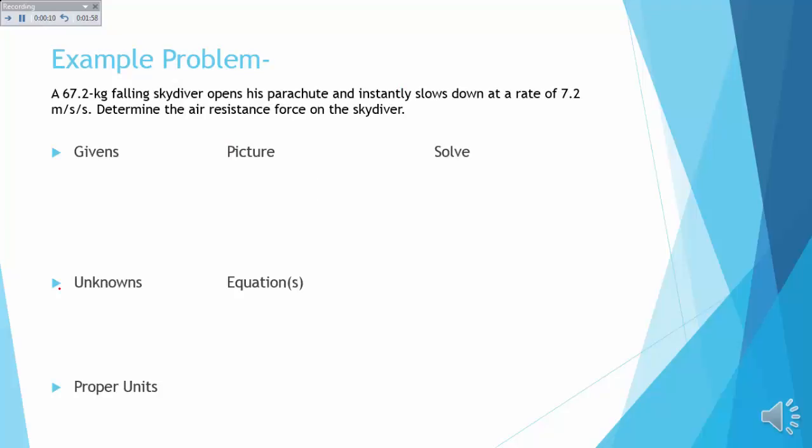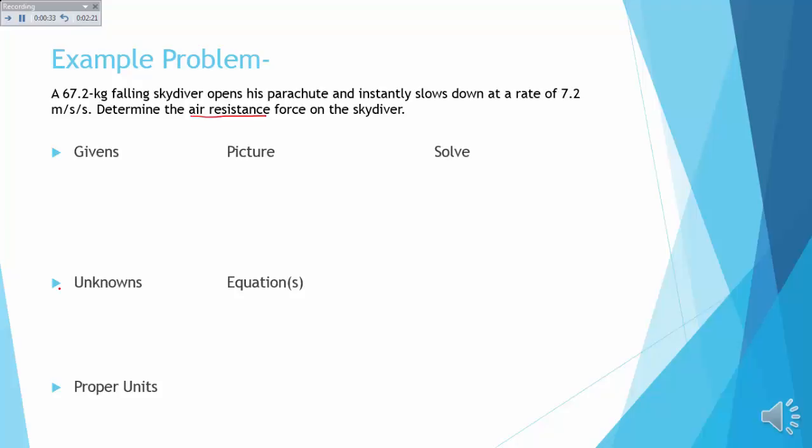We want to use the Guppy's method when solving this problem, but let's get a little bit of an understanding about the problem before we do that. This problem says that a 67.2 kilogram skydiver is falling and opens their parachute and slows down at a rate of 7.2 meters per second squared. We want to find what the air resistance is going to be as this skydiver falls to the ground.